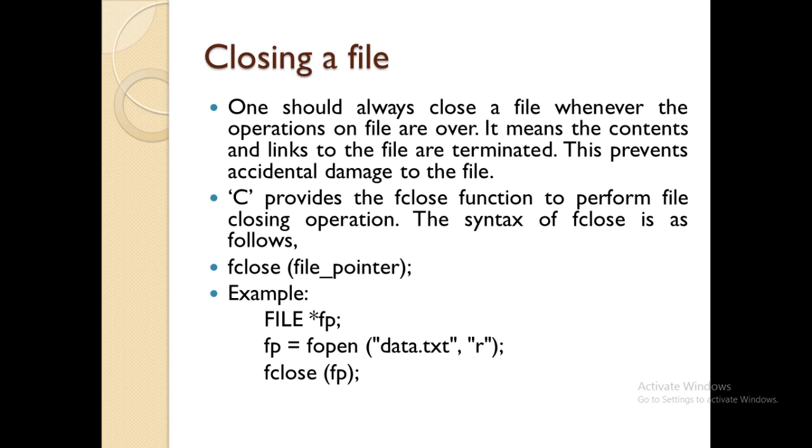In order to close a file, C provides the closing function, that is the fclose function. The syntax of fclose is fclose followed by the file pointer. As shown in this example, first a file pointer fp of file type has been created. Then using the fopen function, the data.txt file has been opened in read mode and that pointer has been assigned to fp. Once you have performed all the required operations on the data.txt file, you need to close the file using the fclose function followed by the file pointer, that is fp, as in this example.